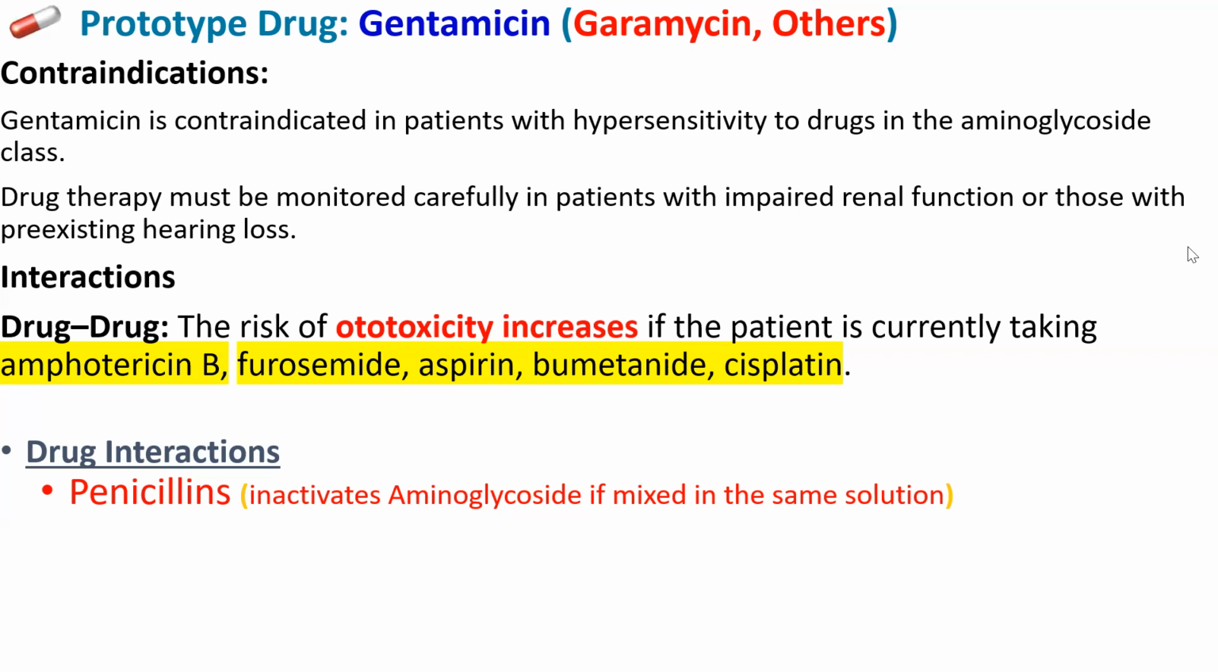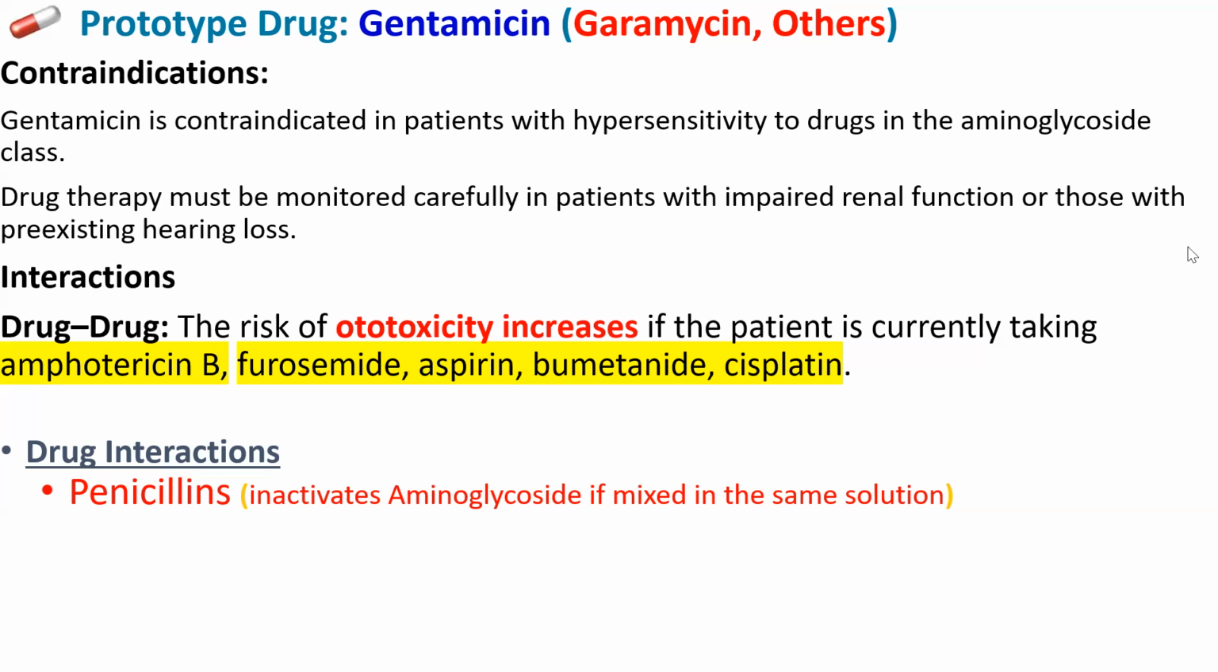So there are certain medications that would increase the risk of ototoxicity, and other medications like amphotericin B, capreomycin, cisplatin, polymyxin B, or vancomycin will also increase the risk of nephrotoxicity. In other words, we shouldn't be prescribing gentamicin concurrently with amphotericin B, furosemide, aspirin, bumetanide, or cisplatin, because they increase the risk of ototoxicity.